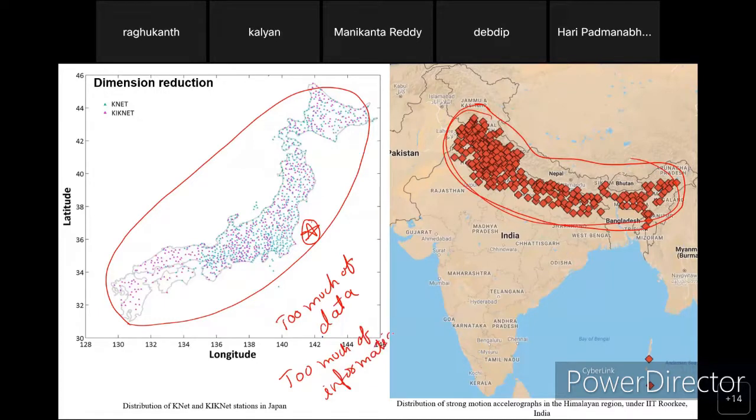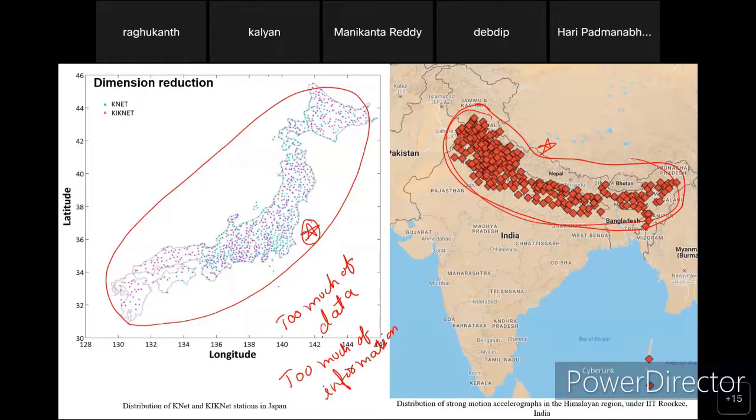It is the same earthquake, only you are recording it at many stations, because the earthquake is the same. So why is that much information required, or can we reduce the dimensionality? That is the question we are asking. In India also, if there is an earthquake in the Himalaya, all these instruments will record. If there are 300 instruments, you will get 300 records. If there are 1,000 instruments, you will get 1,000 records.